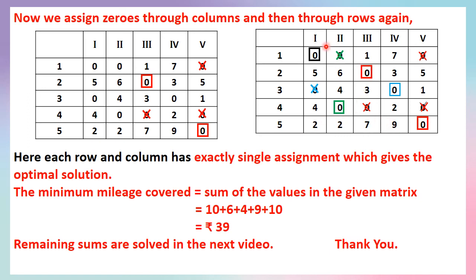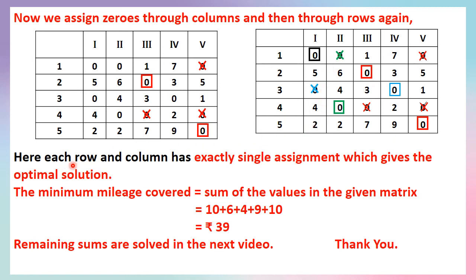Now again go back to the columns. Now we have only a single zero, so we can make the assignment in the column, and there are no more zeros in the second, third, fourth and fifth columns. So we finish the assignment and crossing out zeros. Just observe the matrix and we can see that there is exactly a single assignment in each row and each column. That is 5 different assignments, and the order of the matrix is 5.